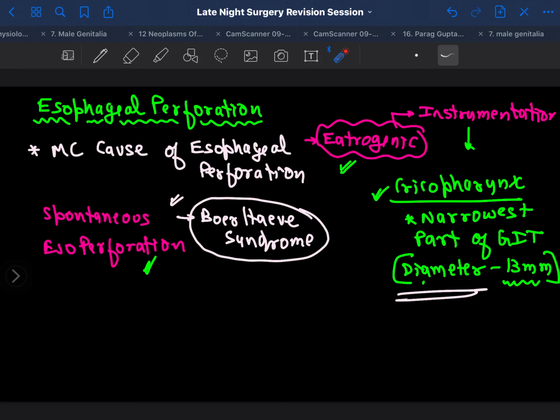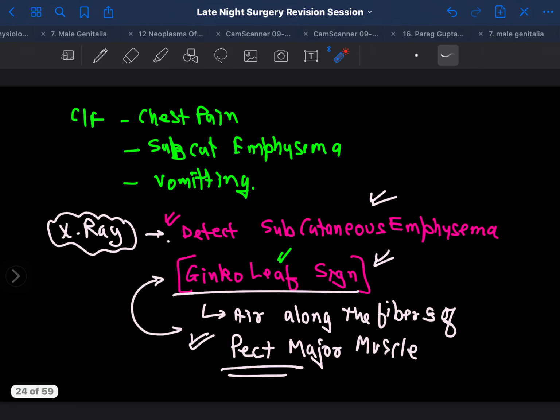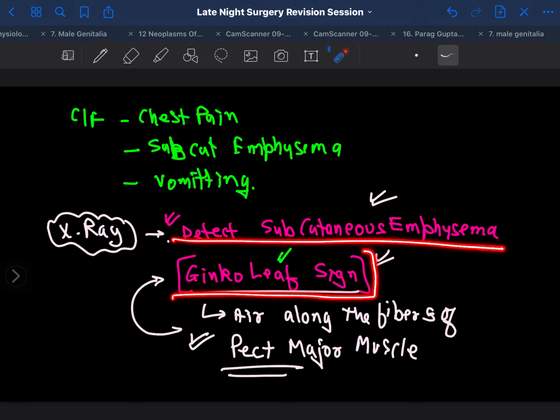You might rupture the esophagus, and that is the iatrogenic cause, which is the most common cause of your esophageal perforation. Another cause of esophageal perforation, which is not very common, but it can occur, is spontaneous perforation, which is the Boerhaave syndrome. So I told you the patient is going to come with chest pain, subcutaneous emphysema, vomiting, all this stuff. If at all you perform an X-ray, you will be able to detect the subcutaneous emphysema.